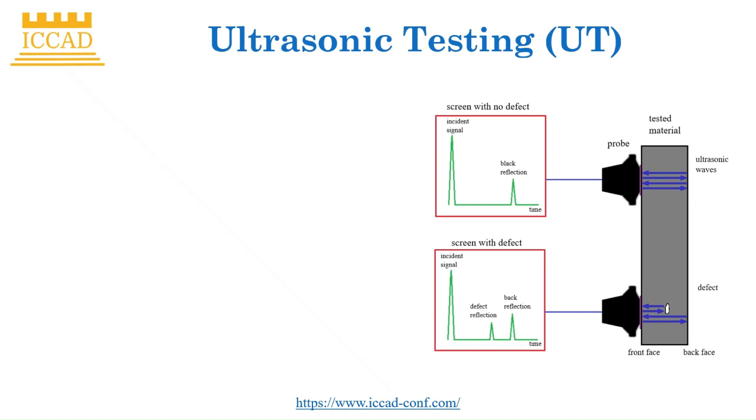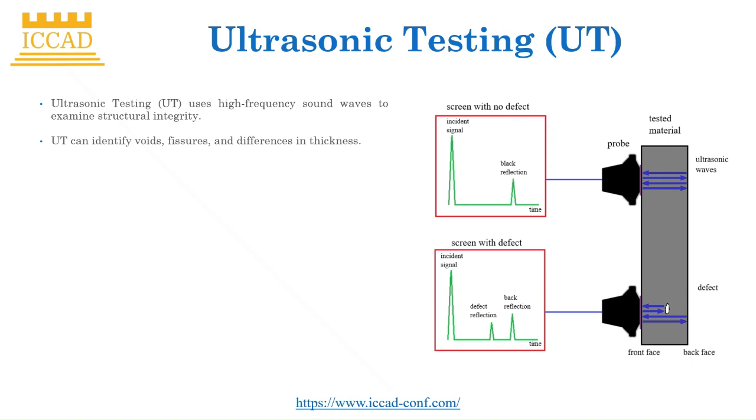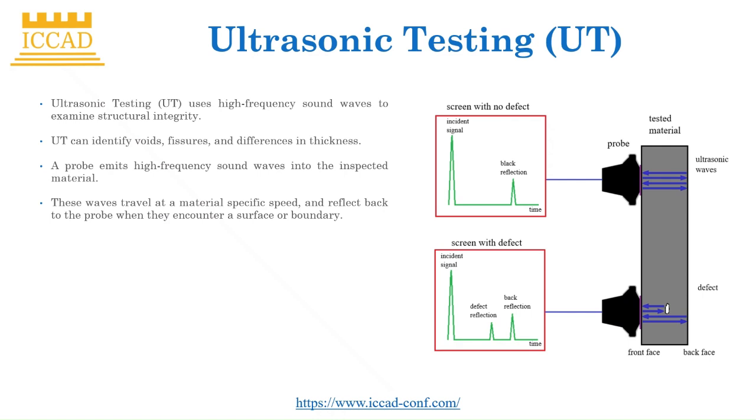We will start with ultrasonic testing. Ultrasonic testing uses high-frequency sound waves to examine structural integrity. It can identify voids, fissures, and differences in thickness. A probe emits high-frequency sound waves into the inspected material. These waves travel at a material-specific speed and reflect back to the probe when they encounter a surface or boundary.